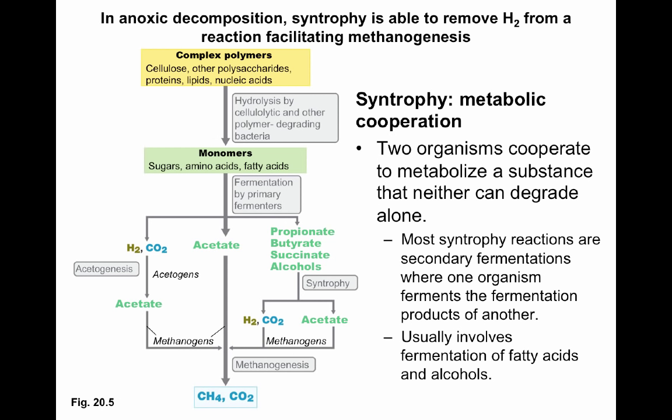One organism is going to take the product of the fermentation of another and use it. And all of them usually involve the fermentation of a fatty acid and an alcohol. So let's take an example. During decomposition, a complex polymer like cellulose is going to be hydrolyzed into a sugar, and that sugar eventually is going to be fermented into some kind of compound, like in mixed acid fermentation, to generate, for example, acetate and formate. Formate is going to eventually generate carbon dioxide and hydrogen gas. Now here, that hydrogen gas is going to be taken by methanogens, and through methanogenesis, it's going to be used to form methane. So you have removed the hydrogen gas out of the system, and therefore continue removing one of the products, so the reactions continue moving forward.